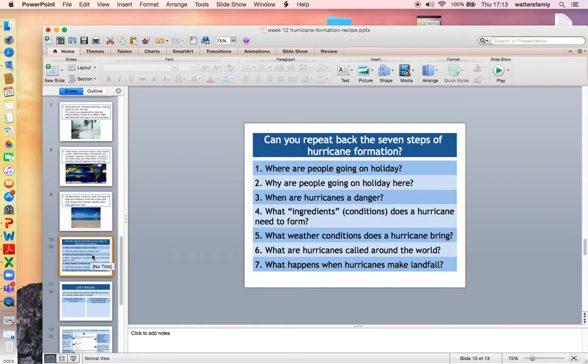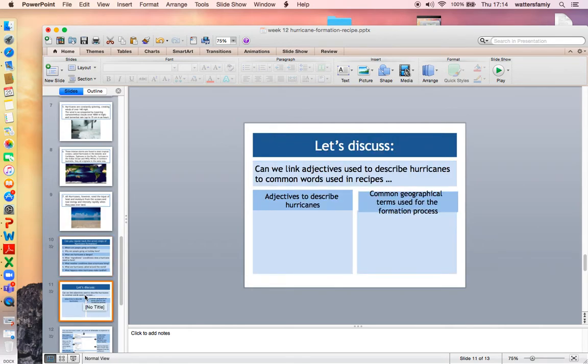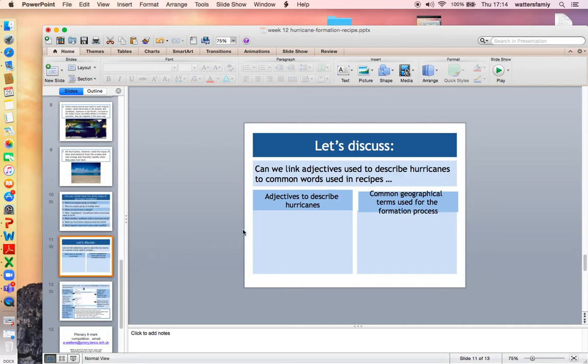I want you to be able to repeat back information. Okay, so in this slide, it's just lining up. So you need to flick back when you are rewriting me some information as part of your plenary. Okay, so there's 7 points that you want to make, and you really need to think about them being a step-by-step process, a bit like a recipe. When we discuss it live, which we would be doing if you're on the Teams discussion, we'd be looking at adjectives, we'll be looking at the language to describe hurricanes, and we're trying to use higher level. And I gave you an example before of torrential, didn't I? Okay, but there are common geographical terms used for the formation process, and you need to know them.